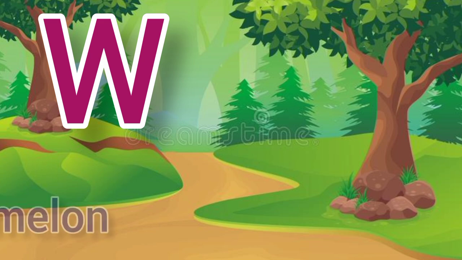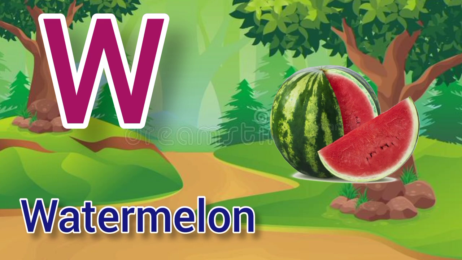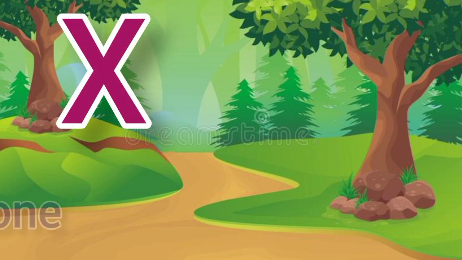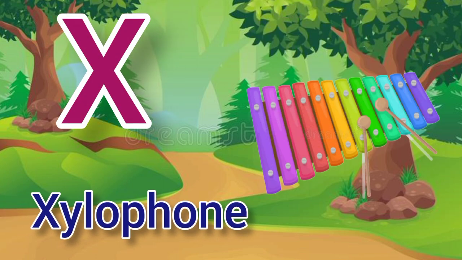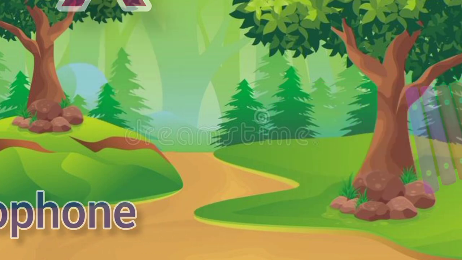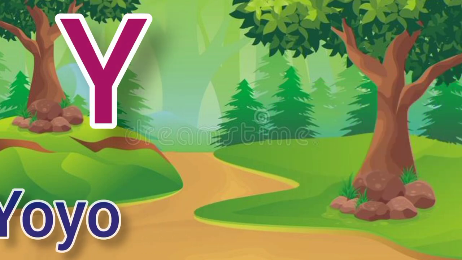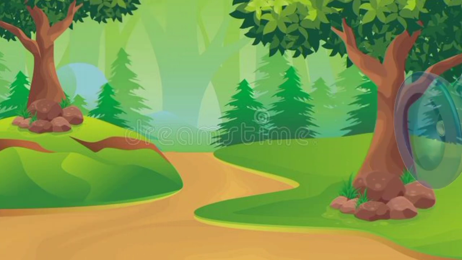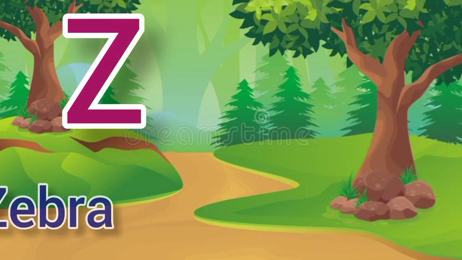W. W for watermelon. Watermelon means tarbuj. X. X for xylophone. Xylophone means xylophone. Y. Y for yo-yo. Yo-yo means yo-yo. Z. Z for zebra.